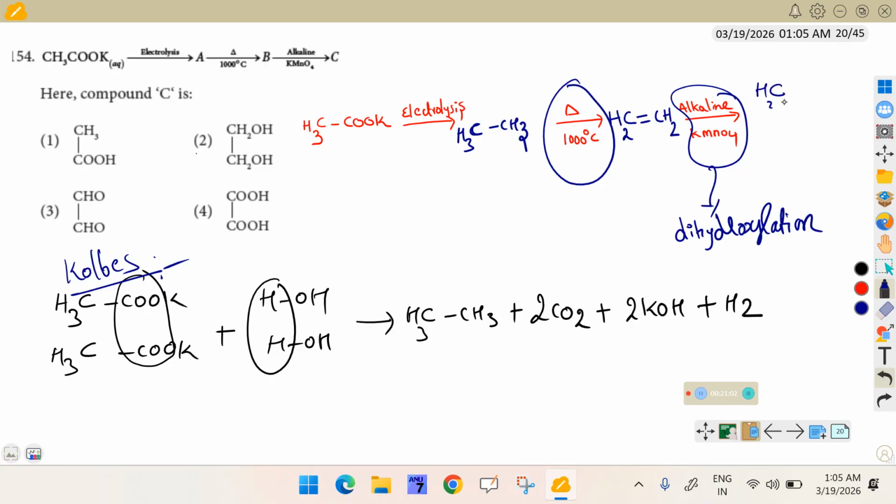Then it gives CH2OH bond CH2OH. So the second option is the correct option.